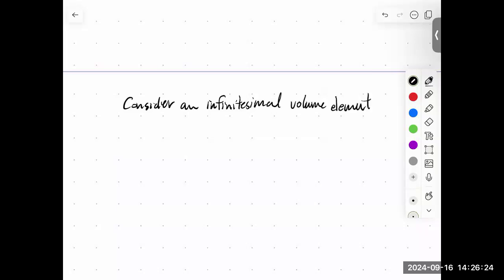So let's consider an infinitesimal volume element in spherical coordinates.